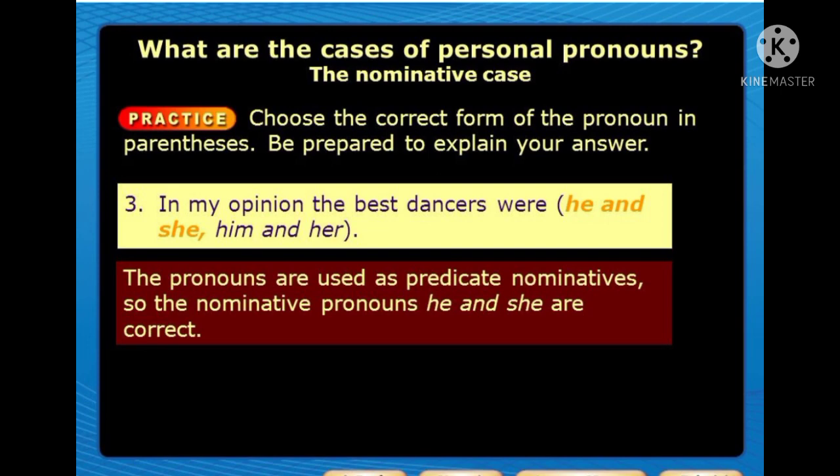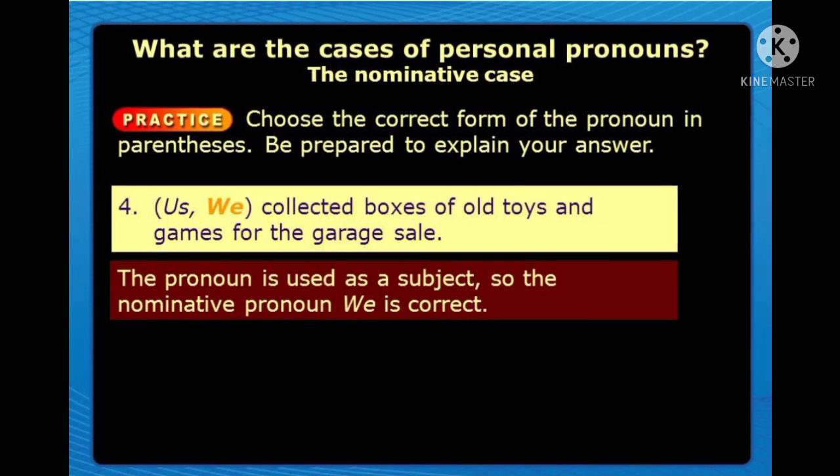Number 3: In my opinion, the best dancers were he and she, him and her. The pronouns are used as predicate nominatives, so the nominative pronouns he and she are correct. Number 4: As we, us, collected boxes of old toys and games for the garage sale. The pronoun is used as a subject, so the nominative pronoun we is correct.